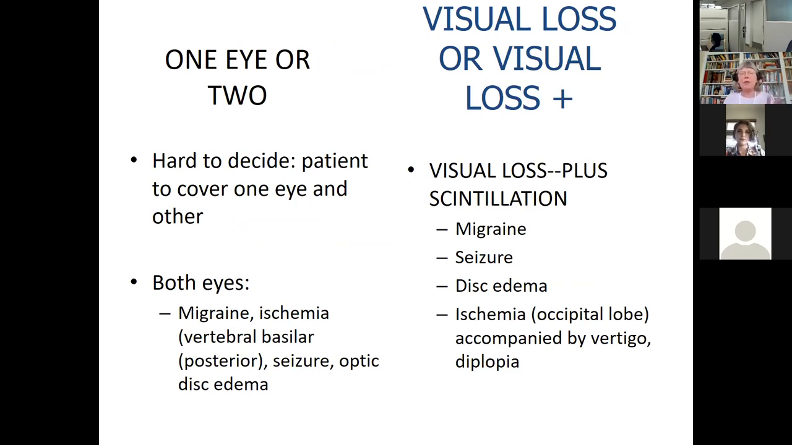If they report that it's in both eyes, migraine is by far the most likely diagnosis. Less likely is something ischemic, seizure, or something like optic disc edema giving them visual obscurations. Now, if they have visual loss plus scintillations, of course, this can be migraine, it can be seizure, but you have to be thinking about other things as well. And especially if the visual loss goes beyond the time of the headache, then you really are going to be looking for something like stroke.